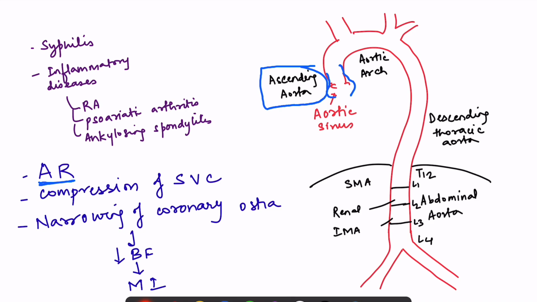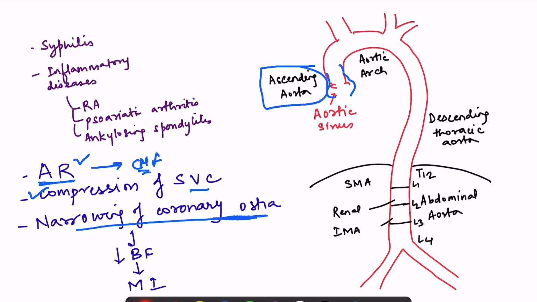So there will be increased space between the aortic valves because of the dilation. So aortic regurgitation can occur, and this will lead to congestive heart failure. Then it can also lead to compression of the superior vena cava and hence lead to congestion of head, neck and upper extremities. Then there may be narrowing of coronary ostia.